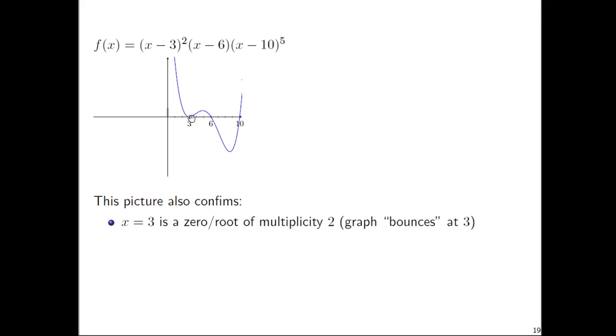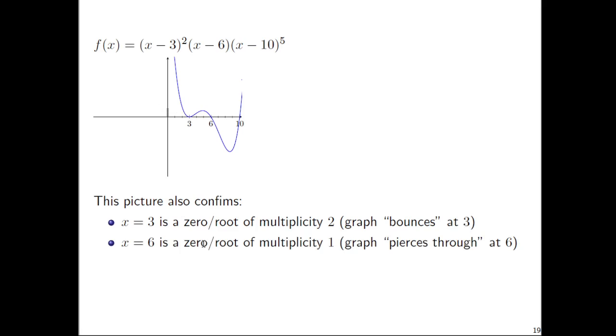It bounces, right? When x equals 6, you see the multiplicity is 1. There's a hidden exponent 1. And because that multiplicity is odd, the graph pierces through. So it starts from above and goes below, right?